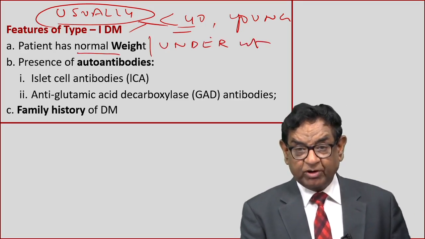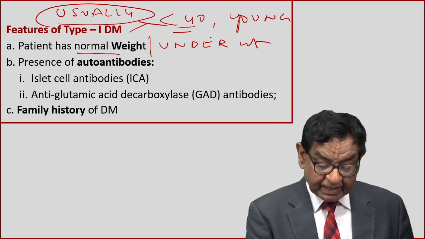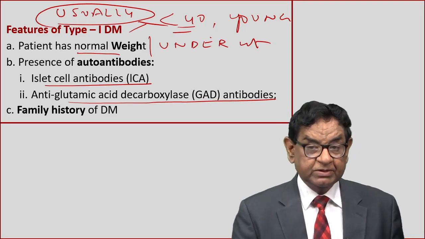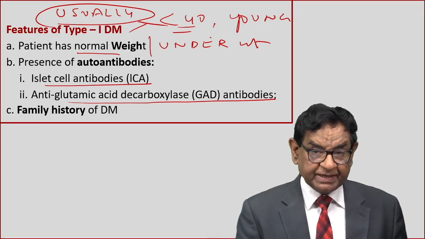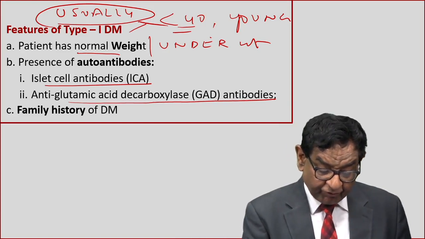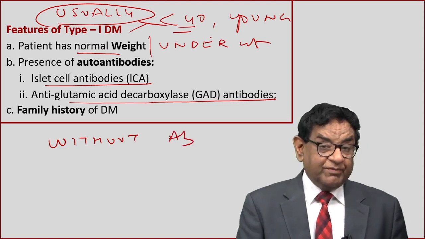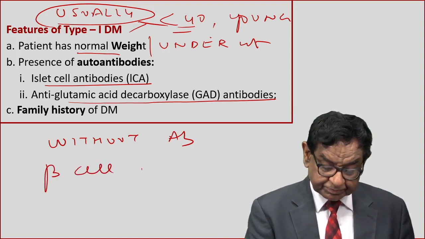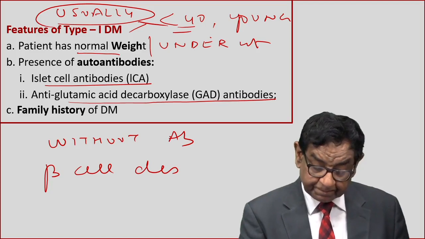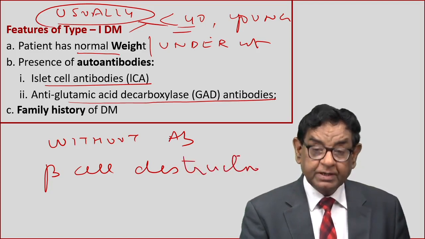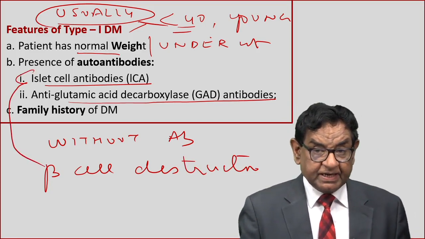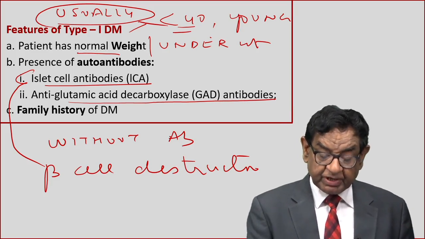And most of the time they have autoantibodies, islet cell antibodies, or anti-glutamic acid decarboxylase antibodies. Okay, but there is one more entity where we can have type 1 diabetes without antibodies. Why do we call them type 1 diabetes? Because the basic problem in this is beta cell destruction. So in a traditional type 1 diabetes, these antibodies destroy the beta cells. As the beta cells are destroyed, that leads to reduced serum insulin level.